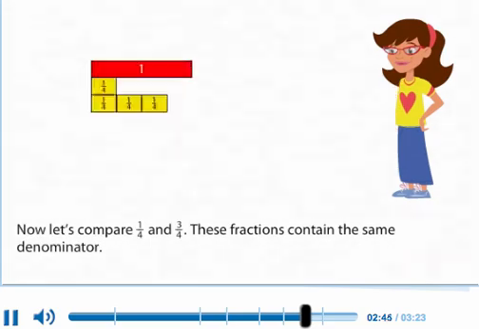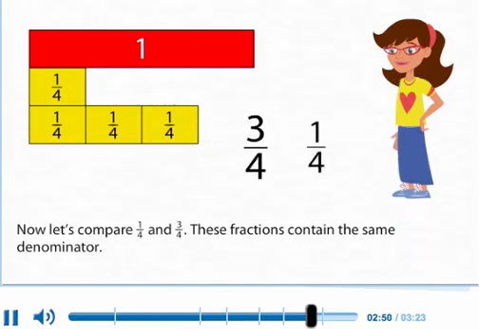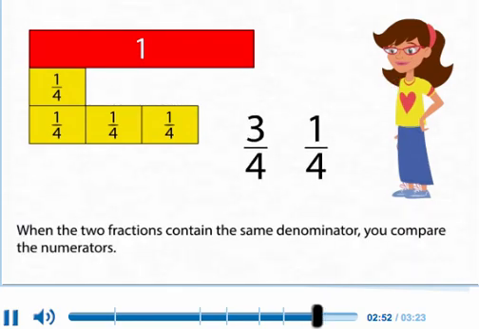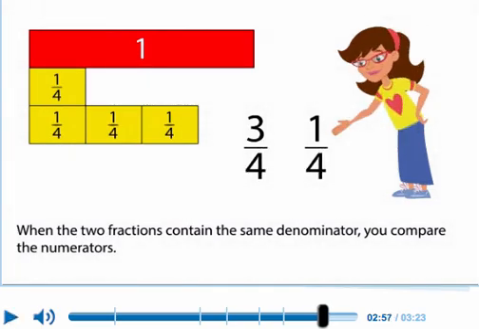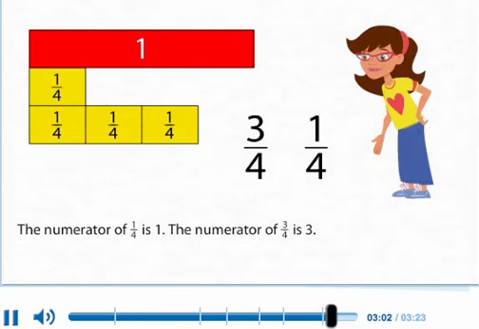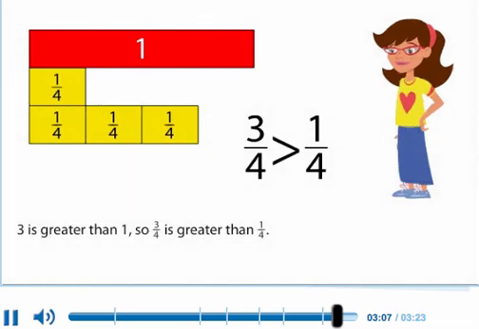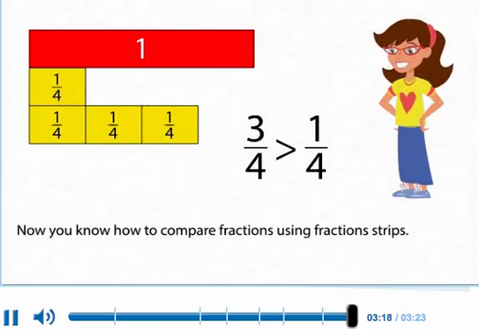Now let's compare 1/4 and 3/4. These fractions contain the same denominator. When the two fractions contain the same denominator, you compare the numerators. The numerator of 1/4 is 1. The numerator of 3/4 is 3. 3 is greater than 1, so 3/4 is greater than 1/4. Now you know how to compare fractions using fraction strips.